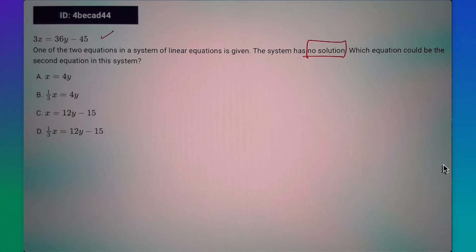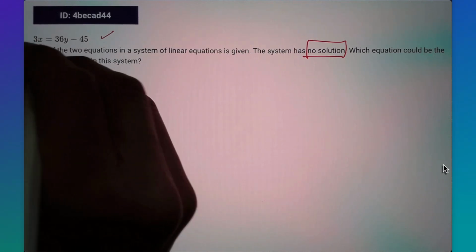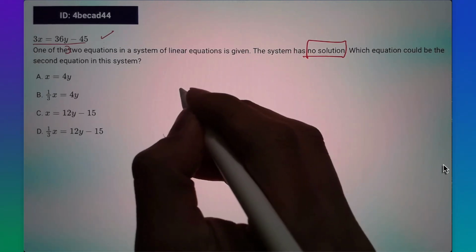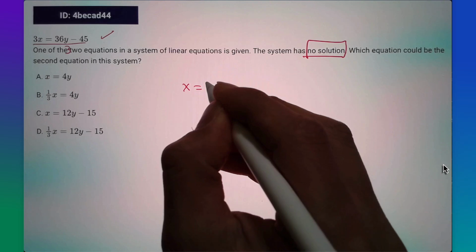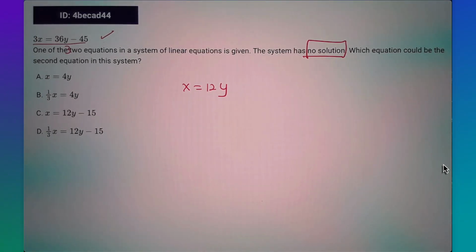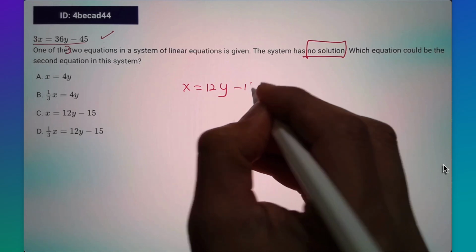I also noticed the top equation can be simplified by dividing by 3, which is the greatest common factor of 3, 36, and 45. And trust me, you want to play with something simpler rather than carrying the big numbers. So 3x over 3 will give you x, 36y over 3 will give you 12y, and 45 over 3 will give you minus 15.